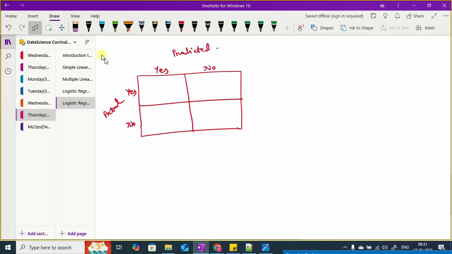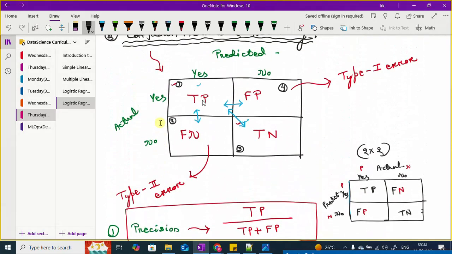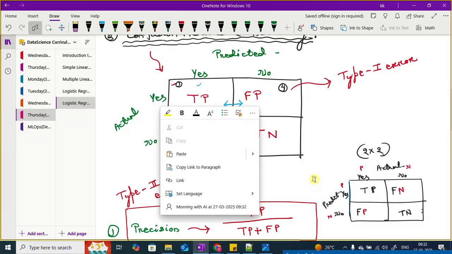I told you the clue: yes means positive, no means negative. Now tell me, yes, yes matching, so this is true positive, no doubt. Yes means positive, true, because both are matching. Here no, both are matching, so true will come first, obviously. Then no means negative, true negative. No problem with that, because this diagonal is always fixed. You take any condition, true positive, true negative, there is no problem with this diagonal.